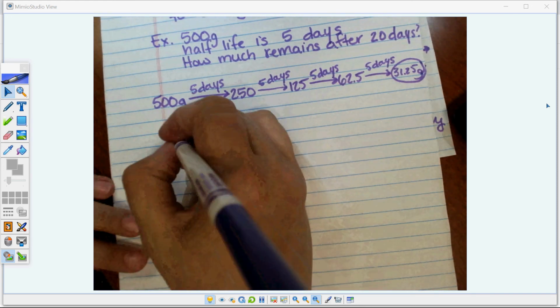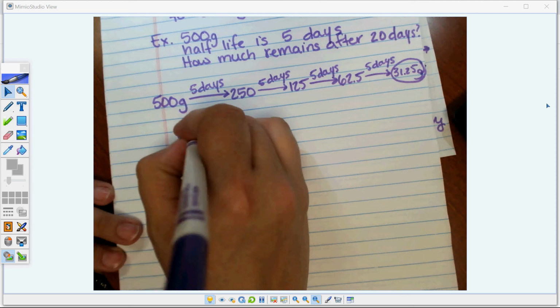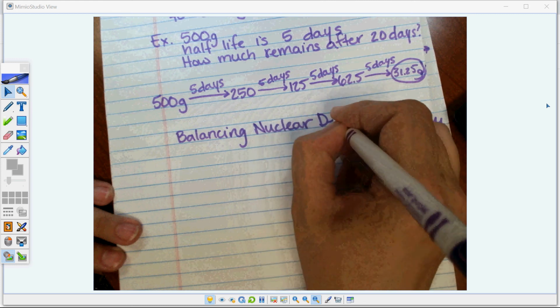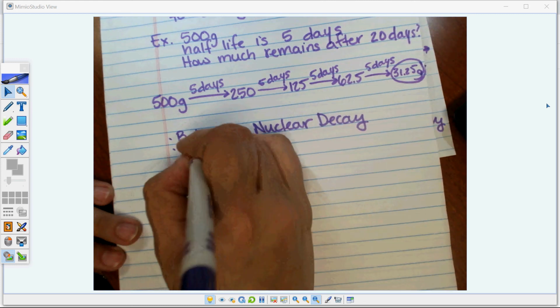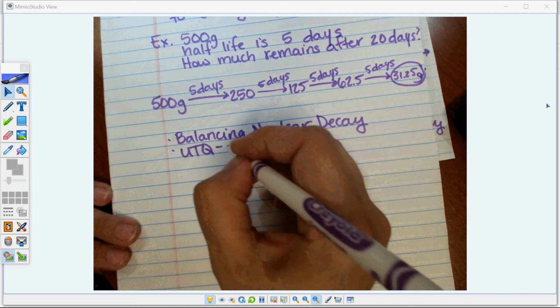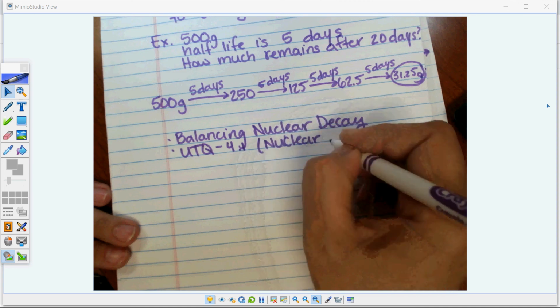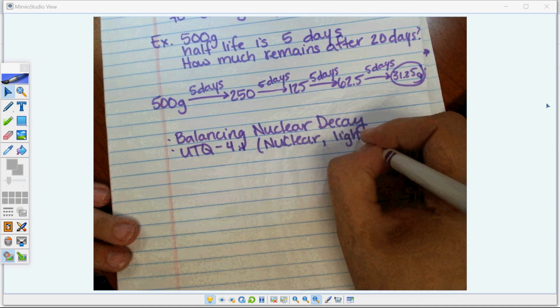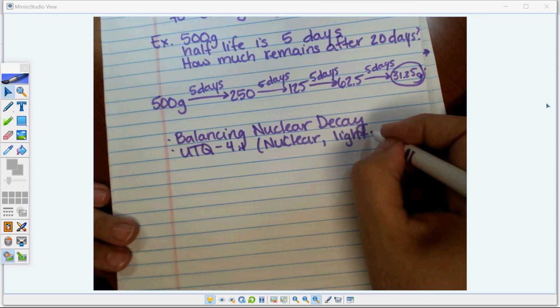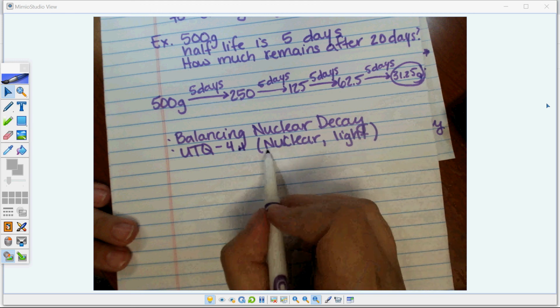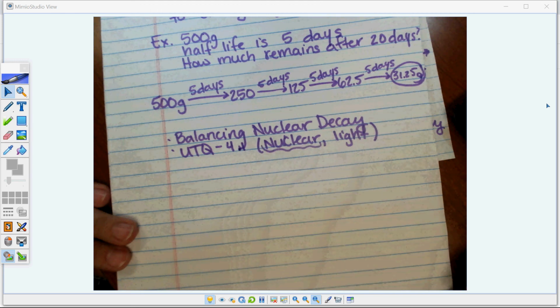Okay, so you have the little balancing assignment you can be working on. So balancing the nuclear decay. And then there's also a UT Quest. It's 4.1. It has some nuclear in it, but it also has some light problems in it. And I'm going to do a different video for that. So if you want to start tackling the UT Quest 4.1, then only work on the questions that pertain to nuclear, and then don't do the ones about light until you watch the second video.